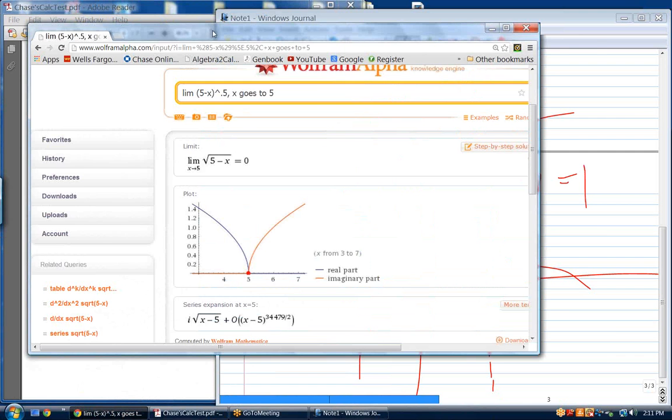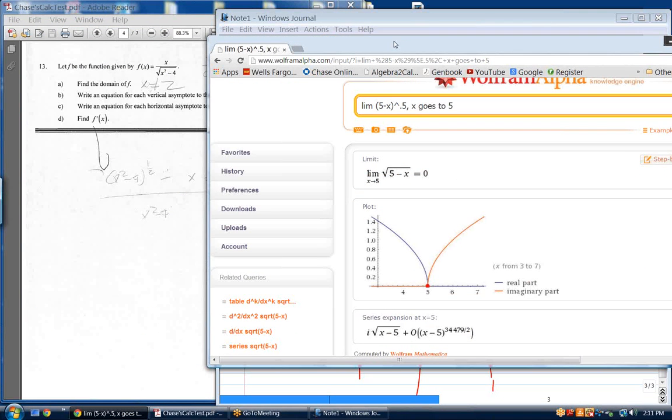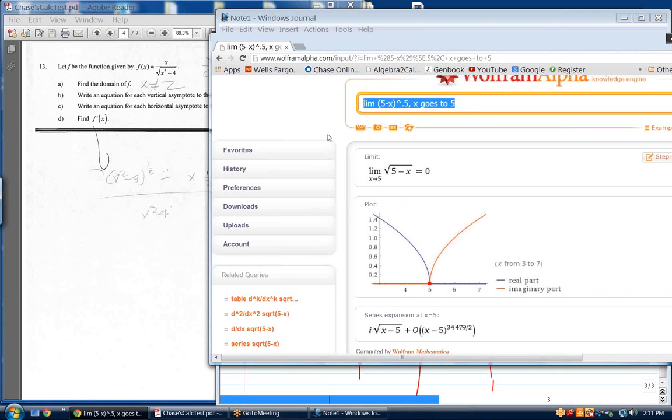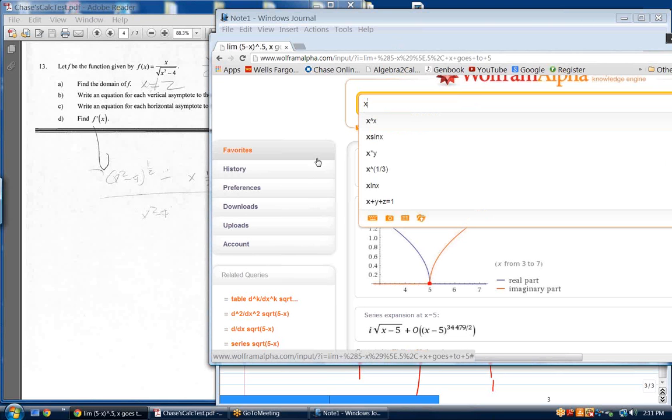Now, let's just graph this thing, for the heck of it. x divided by quantity x squared minus 4.